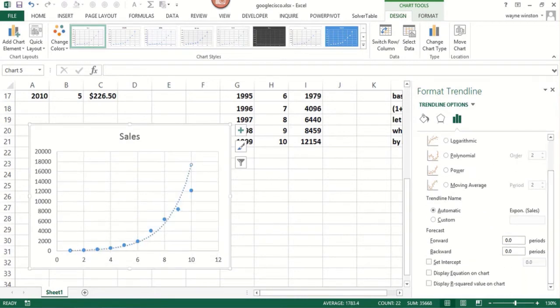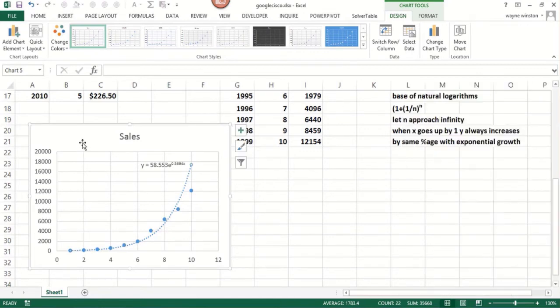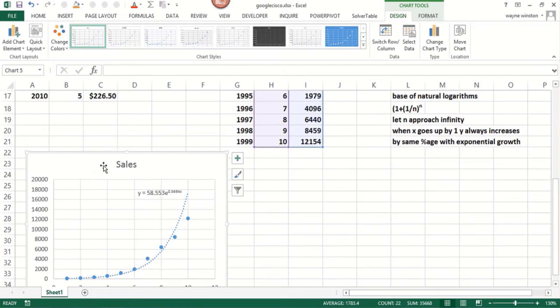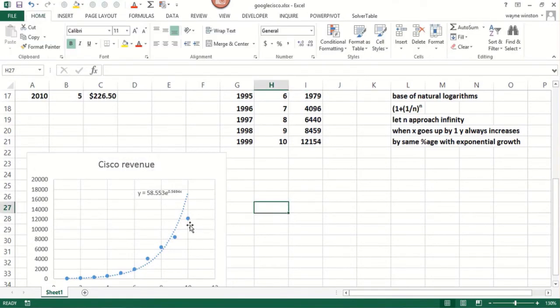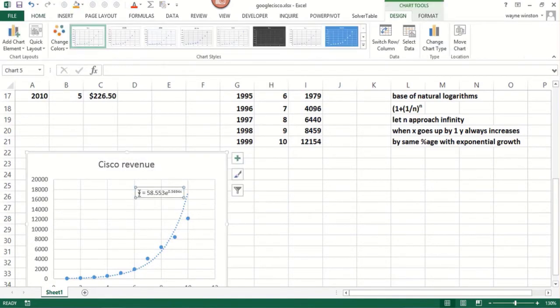The r squared here doesn't have as much meaning. It's a little technical. The r squared here is not the percentage of variation in y explained by x. It's really the percentage variation in log of y explained by x, which doesn't have that much meaning to us, so let's forget that. But we can see it's a pretty good fit. Let's see. So this is Cisco revenue. And let's make this a little bit bigger if I can.